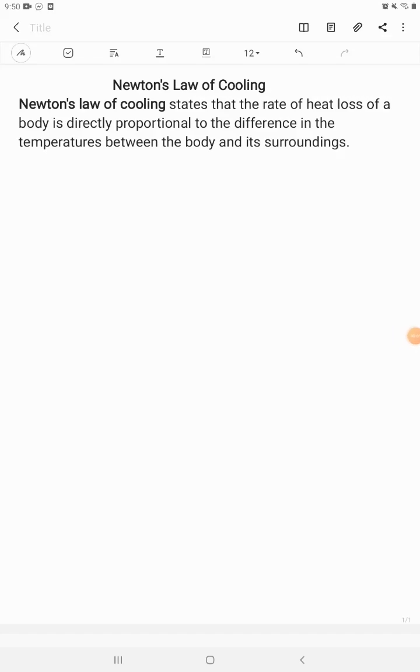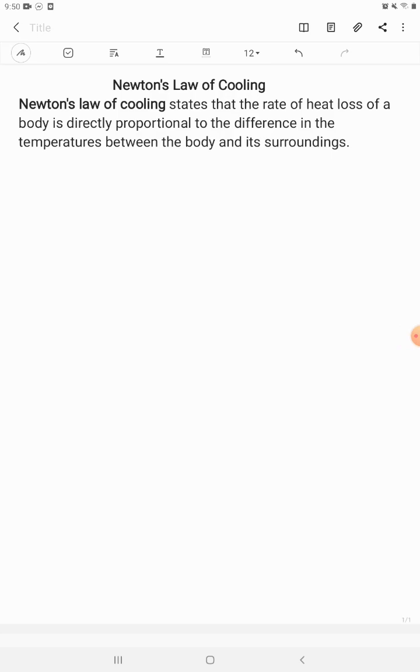Hi everyone. Today we will discuss one of the applications of differential equations. We will first take up what we call Newton's law of cooling. Newton's law of cooling states that the rate of heat loss of a body is directly proportional to the difference in the temperatures between the body and its surroundings.